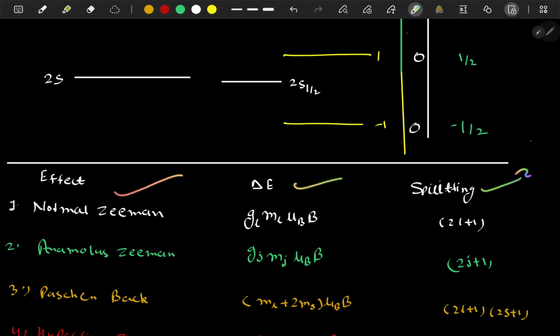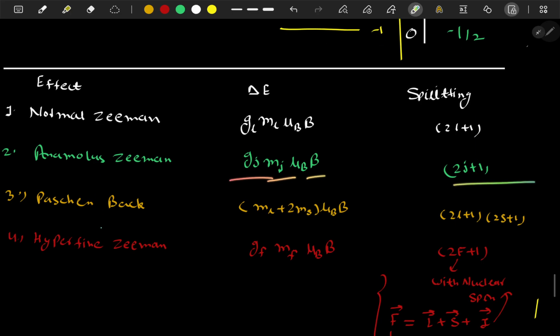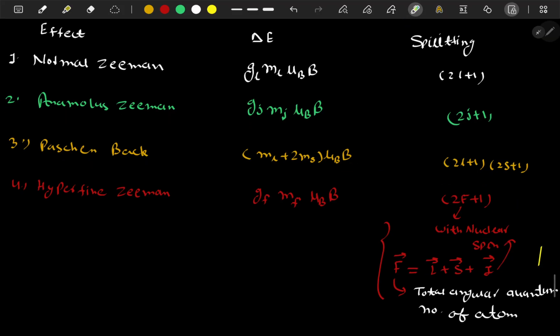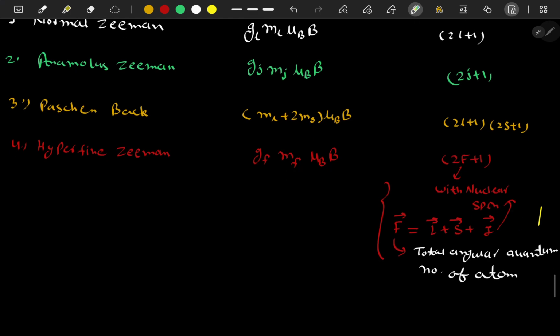So far so good. We have studied these kinds of things. Normal Zeeman effect: delta E equals gL ml mu B B, 2l plus 1 splitting. Anomalous Zeeman effect: gj mj mu B B, 2j plus 1 splitting. Paschen-Back effect: ml plus 2ms mu B into B, splitting will be 2l plus 1 and 2s plus 1. Hyperfine structure will be gF mF mu B into B, 2F plus 1, with nuclear spin.